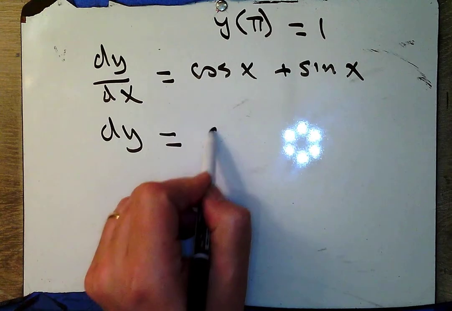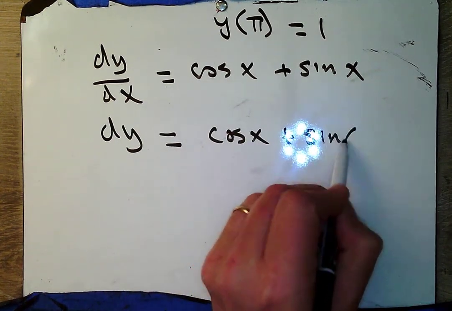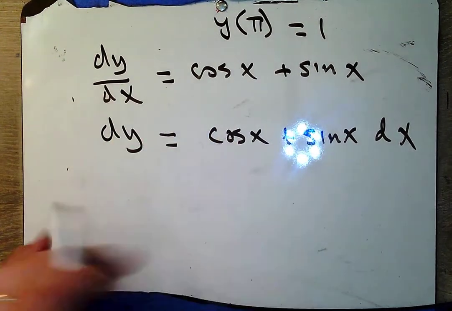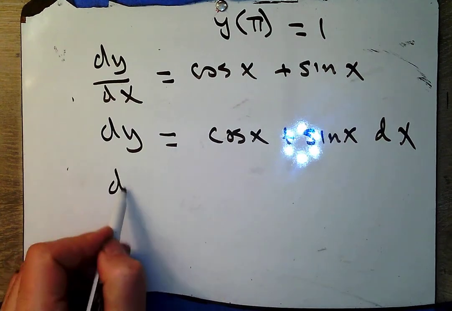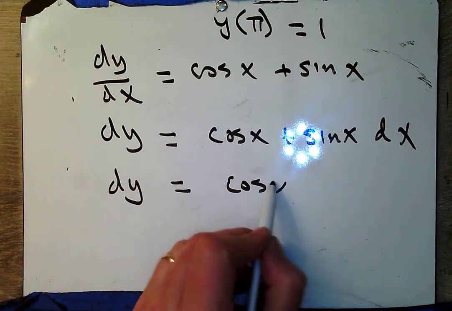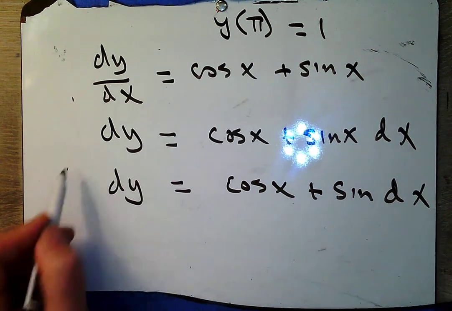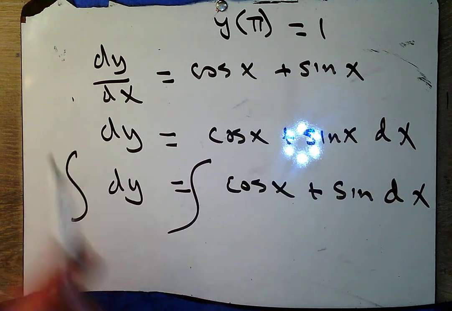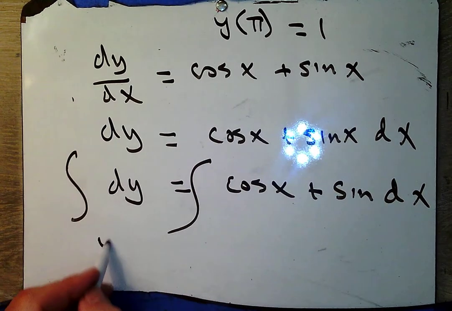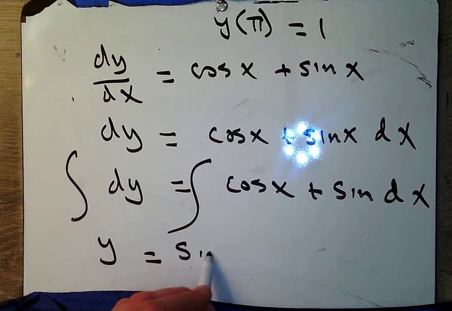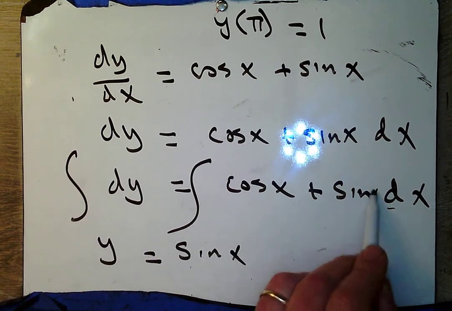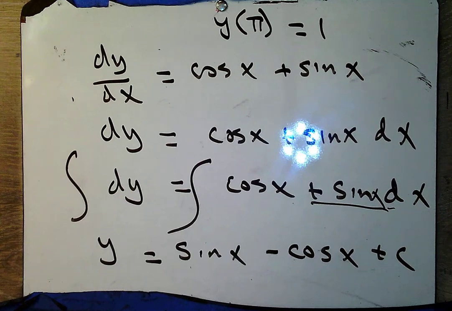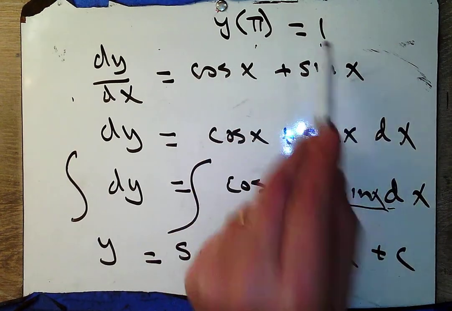I want to see that separation of variables. I want to see you integrating. In fact, those of you who are really paranoid, that shows the separation of variables. The only purpose to that line was to show the separation of the variables. Here I get y. The antiderivative of cosine is sine. The antiderivative of sine is negative cosine. And don't forget the plus c. We know when x equals pi, y equals 1.